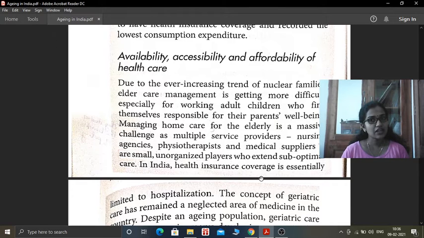Managing home care for the elderly is a massive challenge, as multiple service providers, that is, nursing agencies, physiotherapists, and medical suppliers, are small, unorganized players who extend suboptimal care.